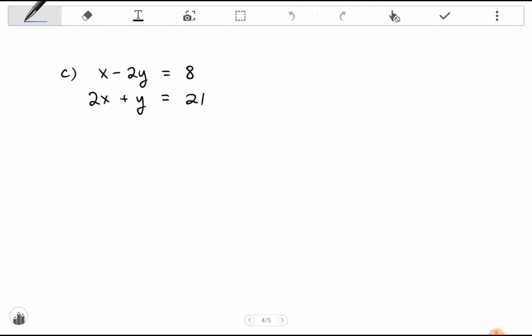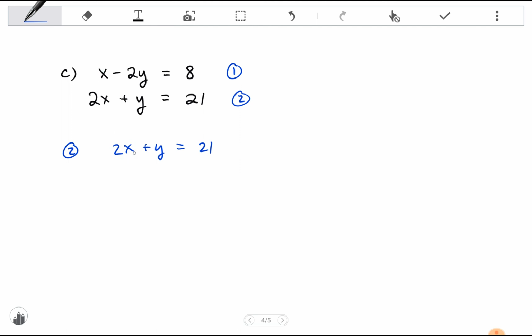Let's try another one here. Let's do the elimination method a second time. So one of them has 2 in front of the x. That happens to be the second equation this time, and the first equation just has a 1. So what we'll do is we'll leave the second equation alone. We can write that one down first if we want. So 2x plus y equals 21.